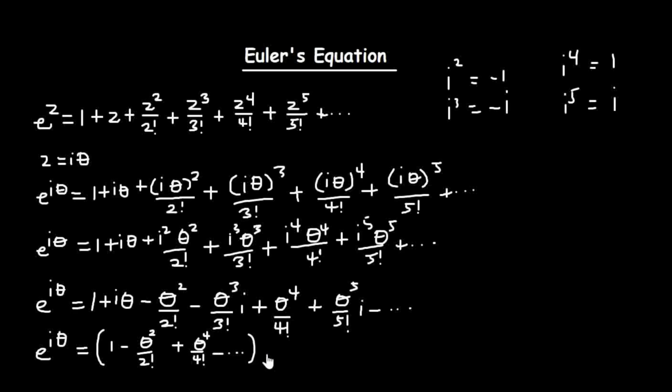Then coming to the imaginary part, since i is common, I factor out i. Then I write down the remaining. So that was theta minus theta to the power 3 divided by 3 factorial, and then plus theta to the power 5 divided by 5 factorial, and then the series will continue. Okay, so now let's finish up.